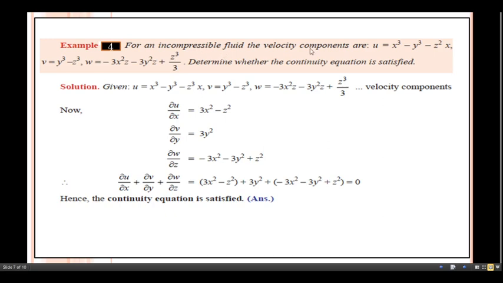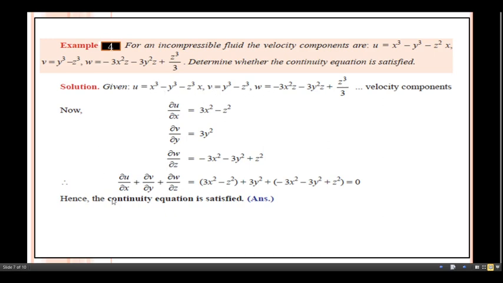For an incompressible fluid, the velocity components are u equals x cubed minus y cubed minus z squared x, then next v equals y cubed minus z cubed, and w equals minus 3x squared z minus 3y squared z plus z cubed by 3. Determine whether the continuity equation is satisfied. So for that, the velocity components along the x, y, z directions with us, that is u, v and w, are nothing but the velocity components.